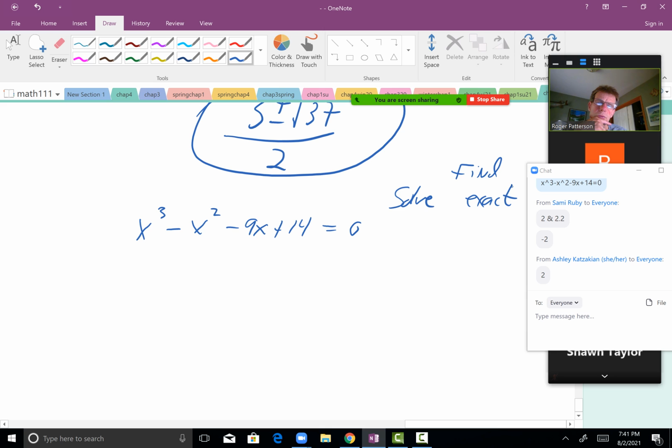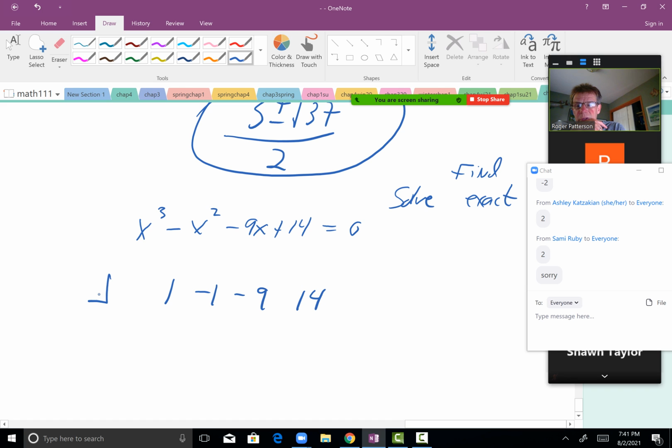Okay, so negative 2 or 2? Which one is 2? Okay, that's all right. So let's do synthetic division. See how I told you you were going to be very good at synthetic division by the time we're over. What are we going to put in that inverted box? What are we going to divide by?